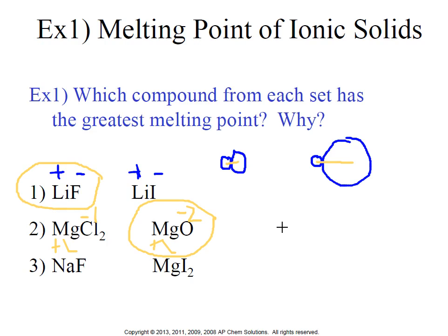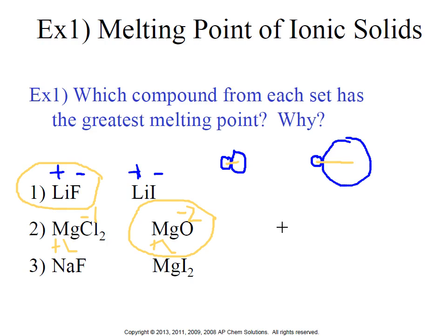So after you look at the charges, if they are not the same, then you can base your decision solely on charge. You don't have to look at the distance because charge is the most important factor in Coulomb's law. Those charge values are going to be whole numbers, whereas the distance is a small decimal. So here the charge makes the difference. Magnesium oxide is stronger than magnesium chloride.